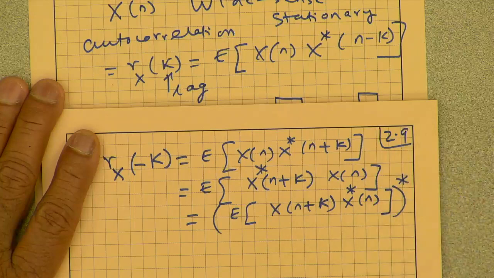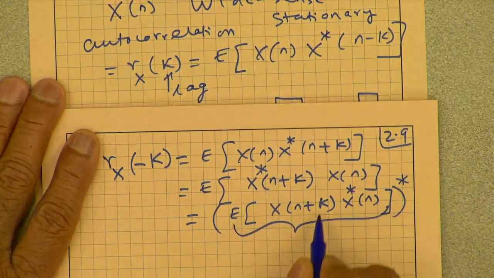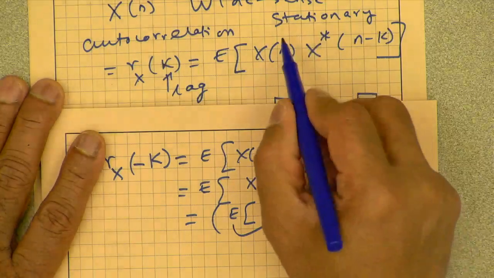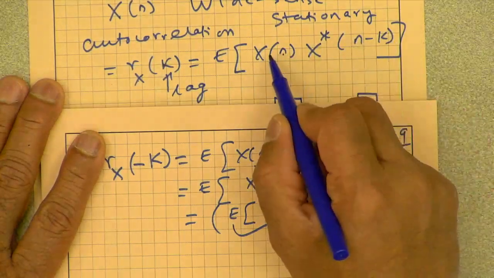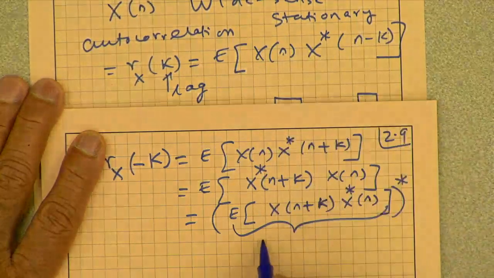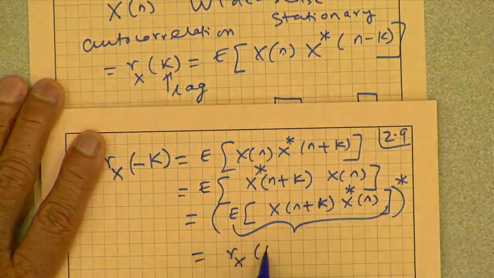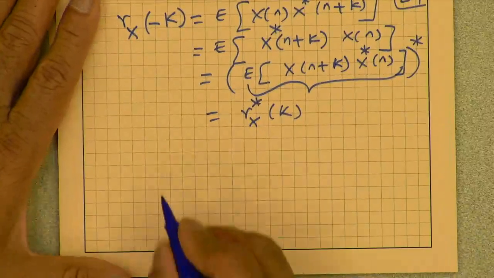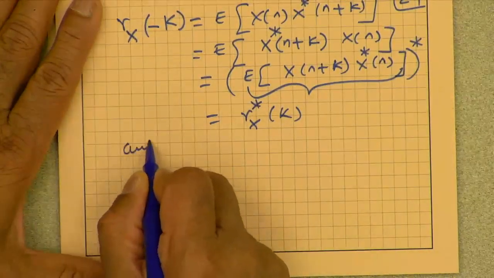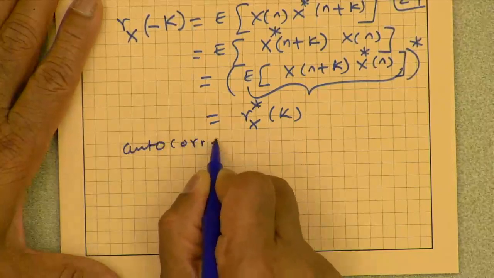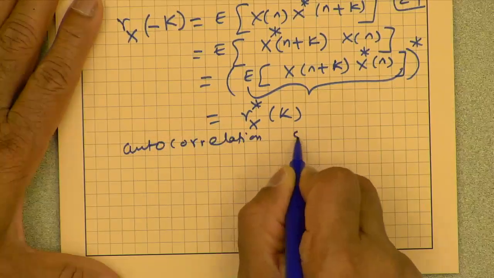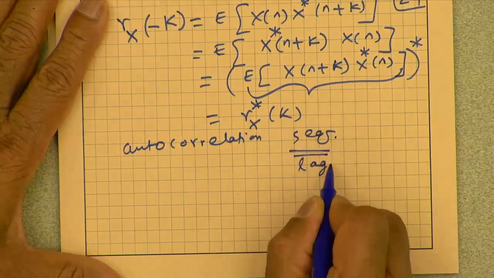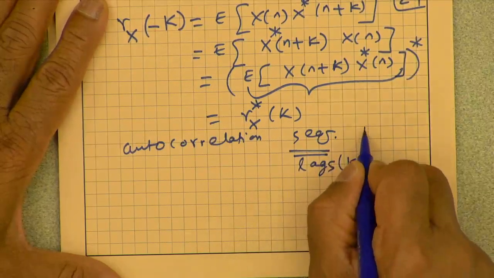You take the conjugate outside, and this quantity, again the difference between this time and that time is k, just like n minus n plus k. Take this time minus that time. So this is equal to Rx of k and then the conjugate of that. So that's why we say that the autocorrelation sequence is conjugate symmetric. When I say sequence, that means for various lags. So it is a function of k.